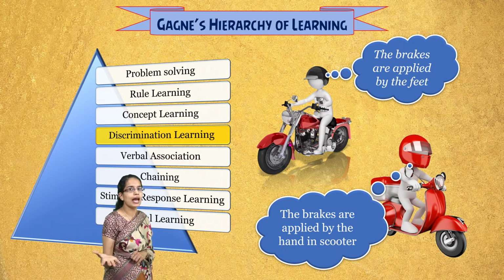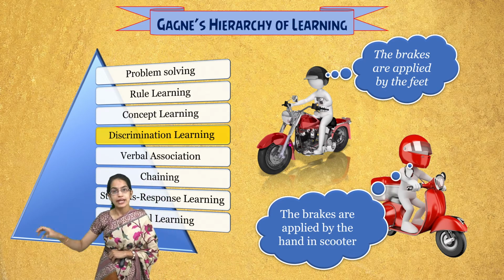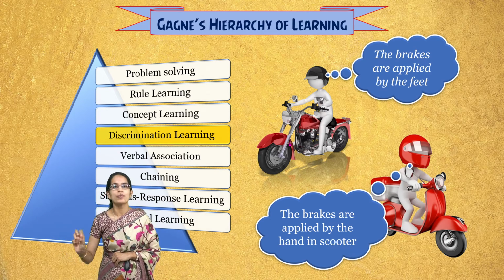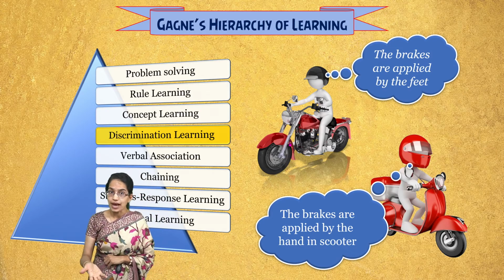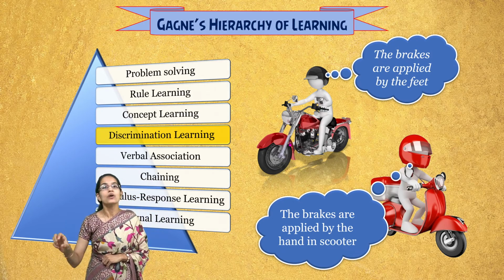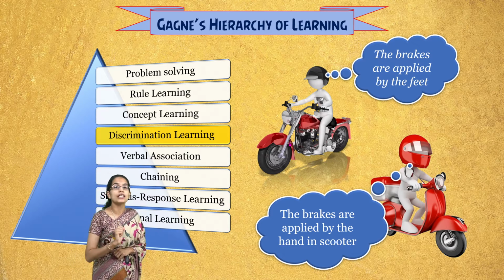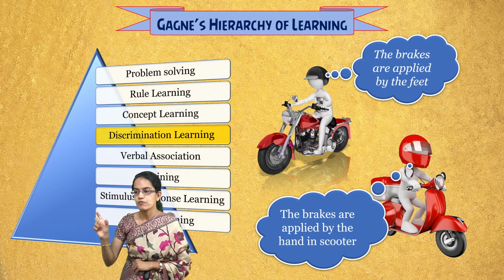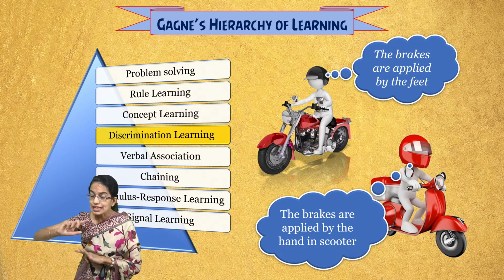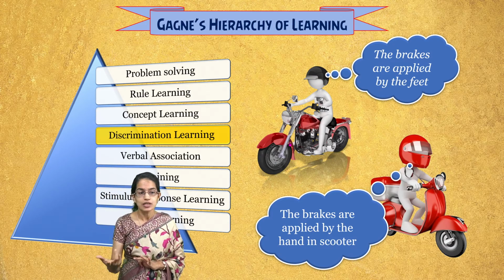For example, I am on a regular basis driving an Activa, so I know the brakes are in the hand. I have a habit of putting the brakes in hand. But one fine day, I am given a bike and I try to search for the brake in the hand, but this time the brakes are in the leg. So if there is an interference, this could lead to forgetting. So make sure discriminant learning is well learned. Otherwise, with interference, forgetting could occur.